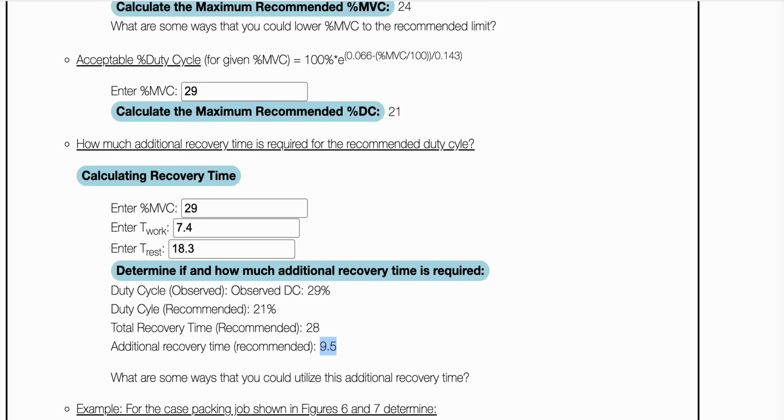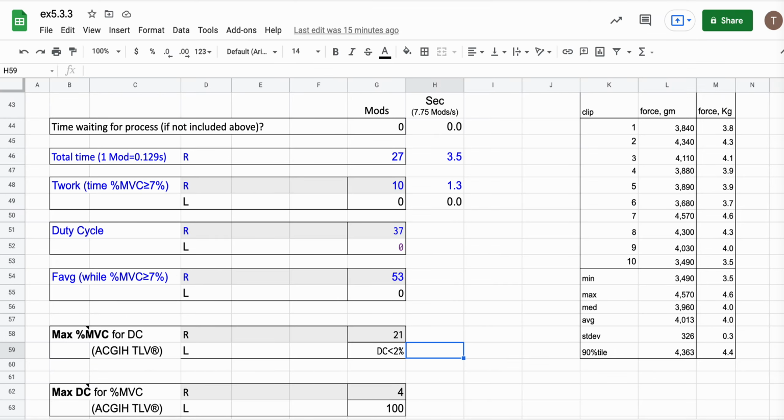So now let's go back and look at our example we've been working on. Again, we've calculated the cycle time and the duty cycle and the percent MVC based on a theoretical analysis of this job and what we know about the stiffness of the springs and so forth. We actually have these fatigue equations, or the TLV fatigue equations, built into the spreadsheet, so you don't have to go back to the website to calculate these. In fact, they're already calculated here for us.